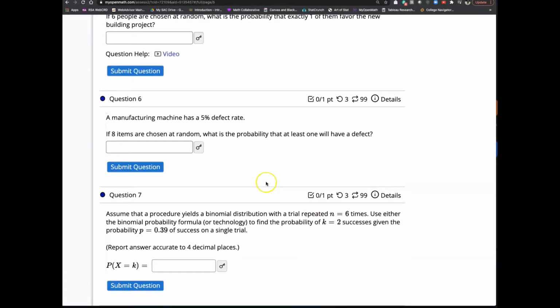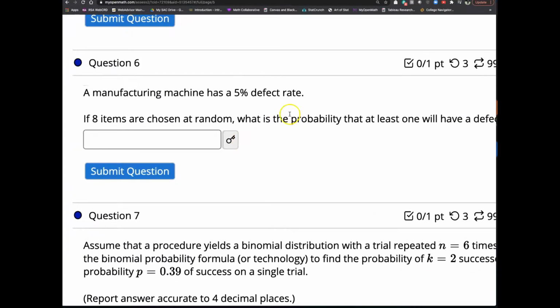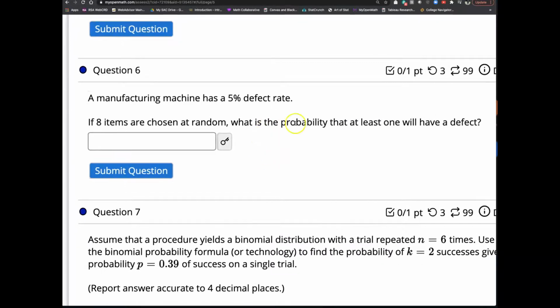Now, if we want to calculate probabilities, let's look at some questions here. Let's just pick one. If a manufacturing machine has a 5% defect rate, and 8 items are chosen at random, what is the probability that at least 1 will have a defect? So we have a 5% success rate, in this case defect, being bad or defective, as our p. And out of 8, at least 1.